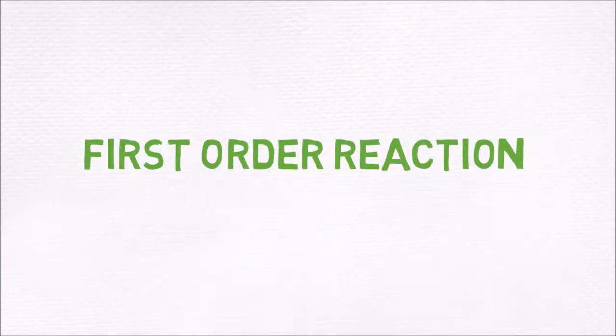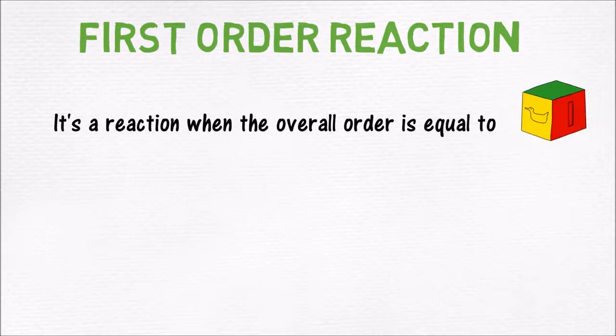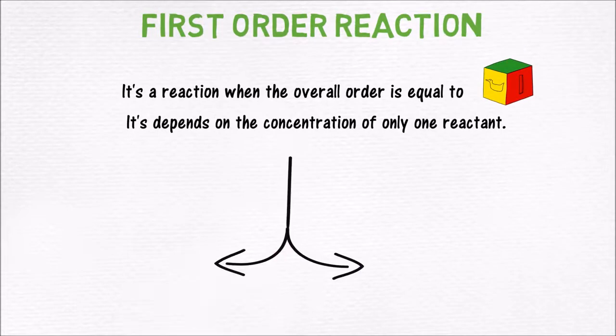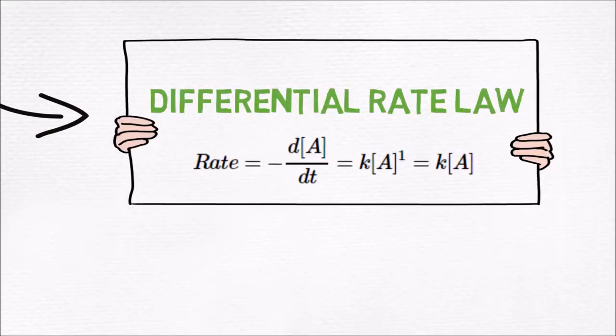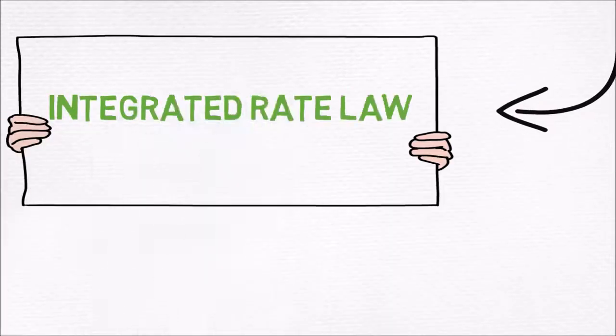The first-order reaction is a reaction when the overall order of the reaction is equal to 1, and it depends on the concentration of only one reactant. For the first-order reaction, we write the differential rate law that shows how the rate of a reaction depends on concentrations. Then, the integrated rate law that shows how the concentrations of species in the reaction depend on time.